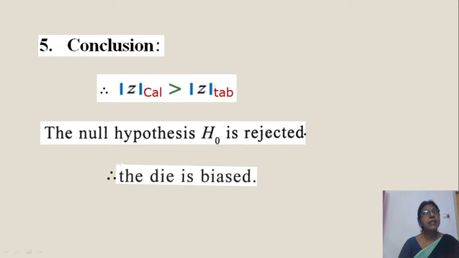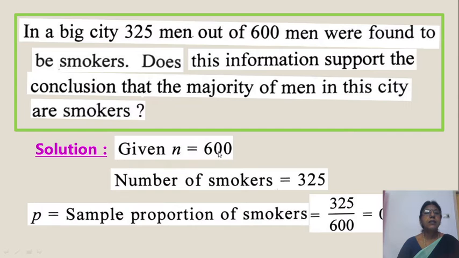So H1 is accepted. What is H1? Opposite of H0. So H0 rejected, that means the dice is biased. Okay.